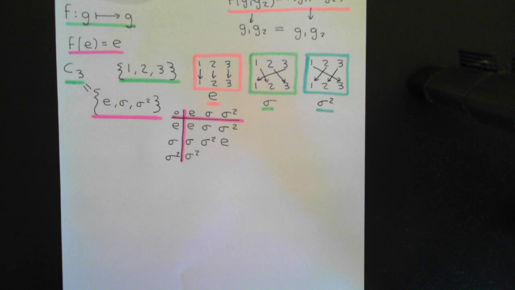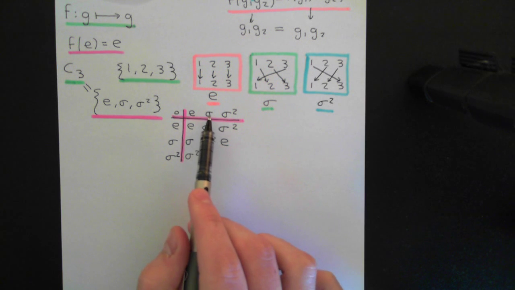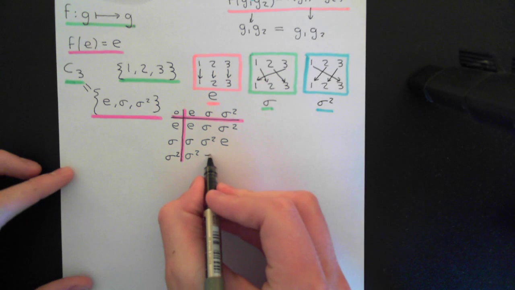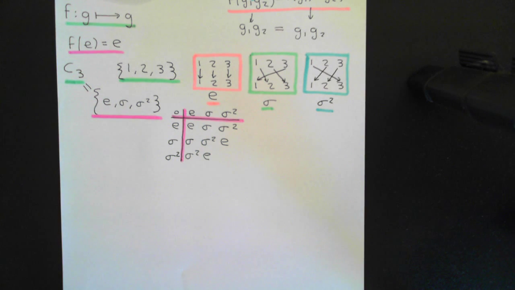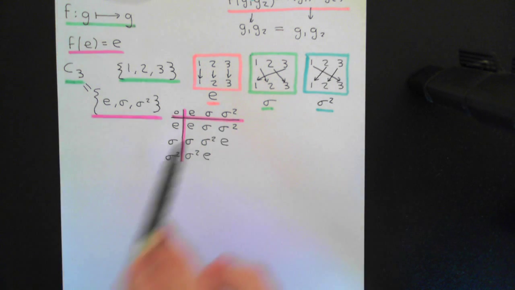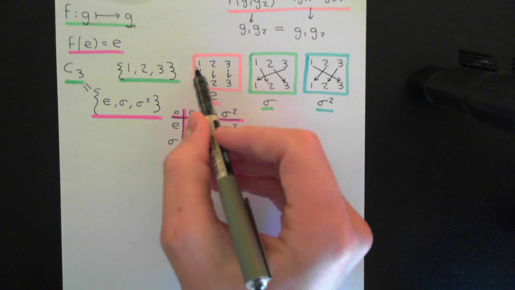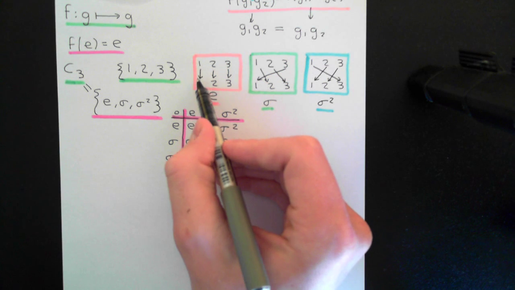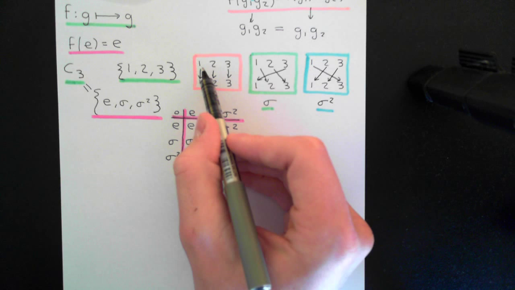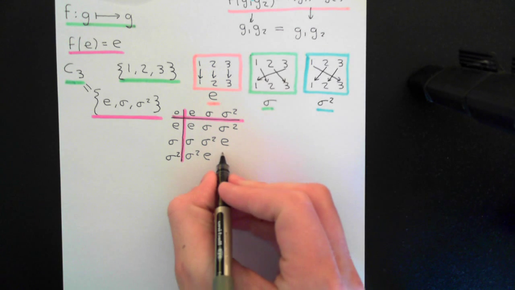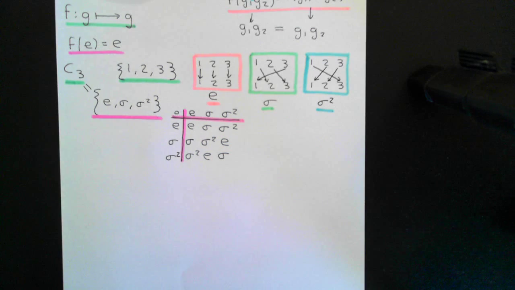Now sigma squared composed with sigma, well, that's the same thing as sigma composed with sigma squared. You've just done them in the opposite order. This says now firstly move everything along by 1, then move everything along by 2. Again, we'll end up moving everything along by 3, which is equal to the identity. Then finally, sigma squared composed with sigma squared, so move things along by 2 twice. That's the same as moving everything along by 4. When we move everything along by 3, 1 will be sent back to 1. When we move everything along by 4, 1 will be sent to 2. So that will be the same as sigma. So the answer here is going to be sigma.